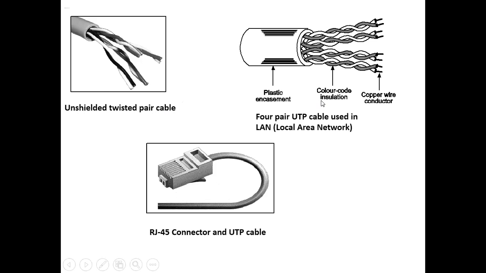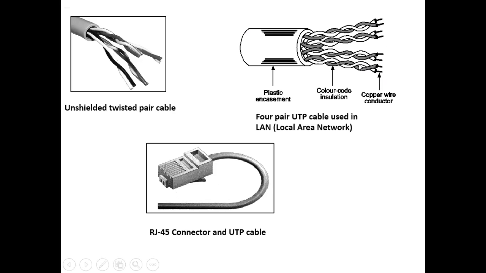So the construction of UTP looks like this. The uppermost element is a plastic jacket. Then inside you will find color-coded insulation and the copper wire conductors. Basically, while manufacturing itself, the wires are twisted to reduce crosstalk and electromagnetic interference, or EMI. Four pairs are there. What is the purpose of these four pairs? Normally, two pairs are for transmission and two pairs for reception.